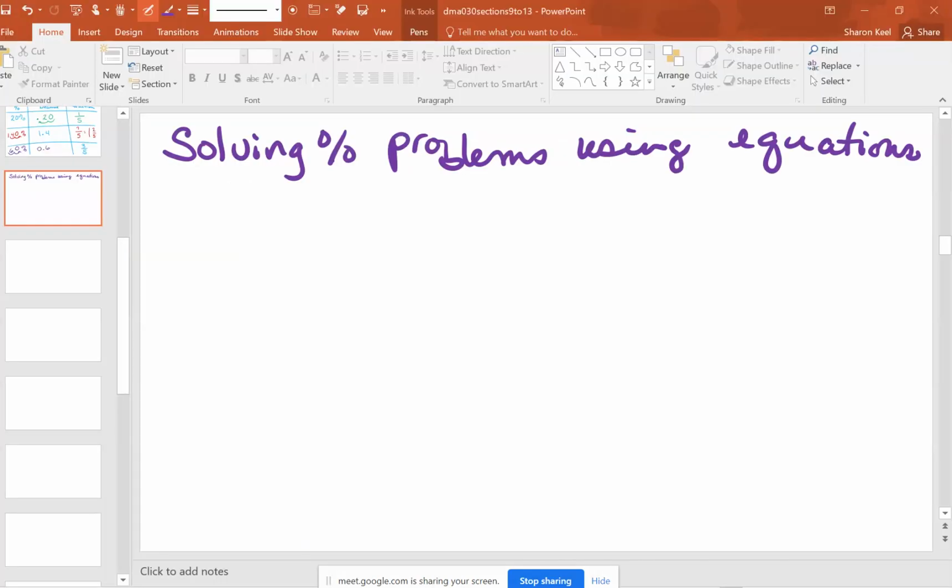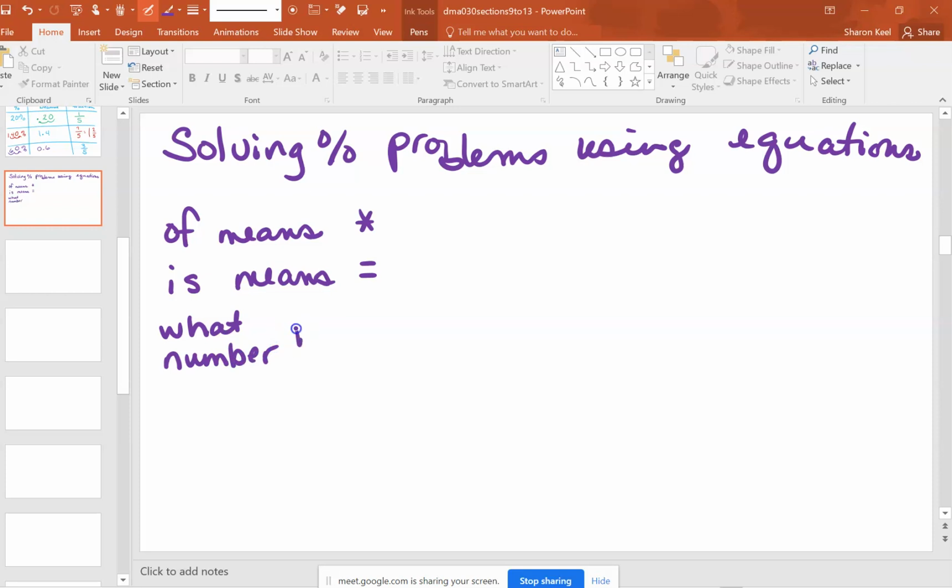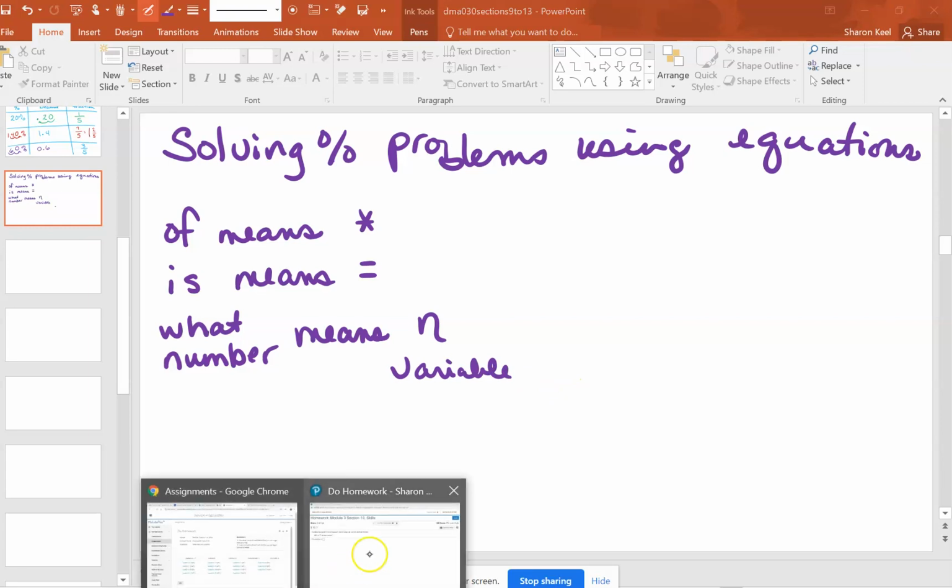When we set these up using equations, let me give you a couple of keywords. Of means you're going to multiply. When you see the word is, it means something is equal. And when it says what number or the unknown amount, that means the variable. Actually, they're using the letter N, so I'll write N. It means whatever the variable may be. And that's what we're going to use when we set up the equation.